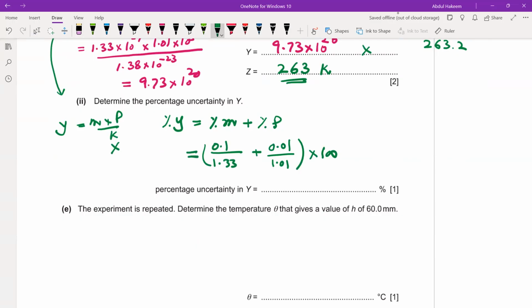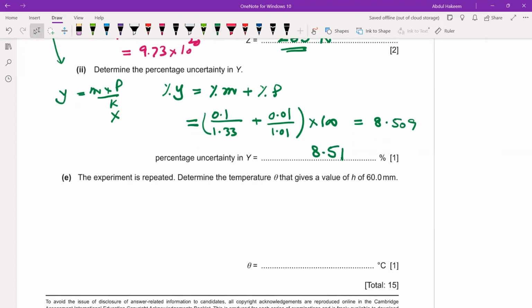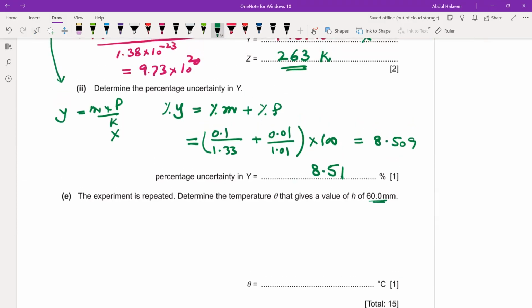So after calculation, it is coming 8.509. So we will write here 8.51%. This is the uncertainty. Now move to the next part. The experiment is repeated. Determine the temperature theta that gives a value of H of 60 millimeter.